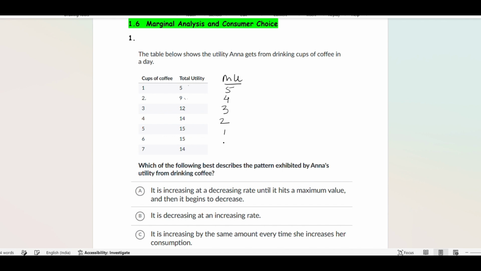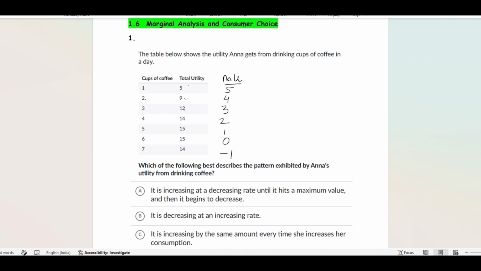15 minus 14, that's 1. 15 minus 15, that's 0. And that gives you minus 1. So basically, it's option A, that the total utility Anna gets is increasing at a decreasing rate.